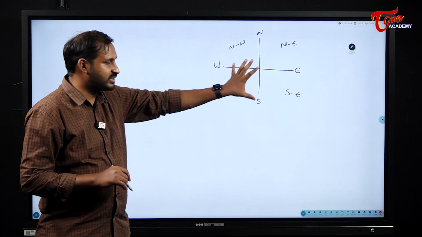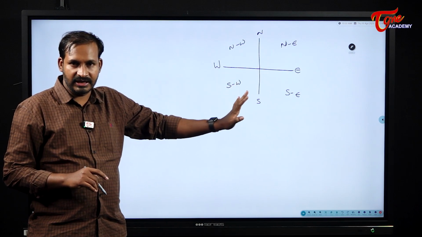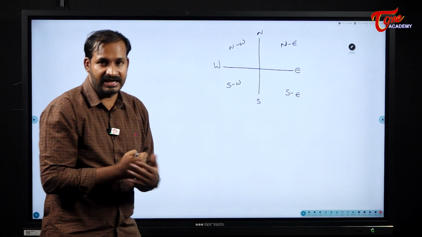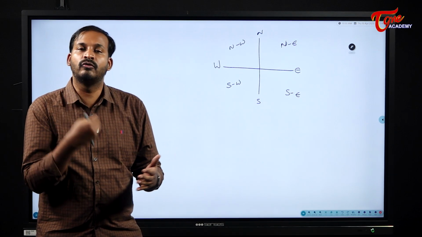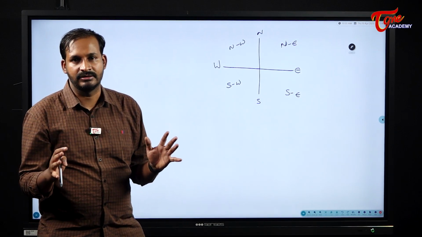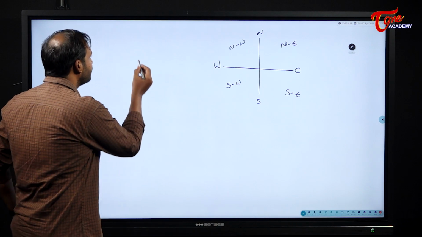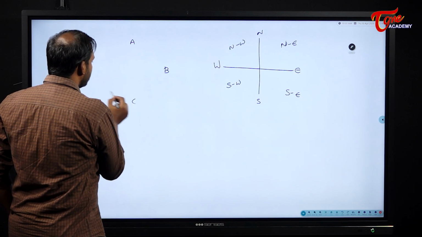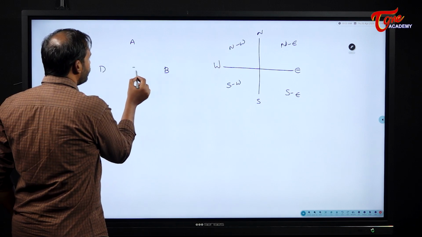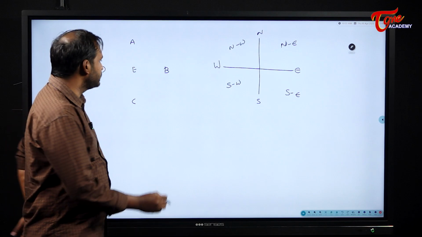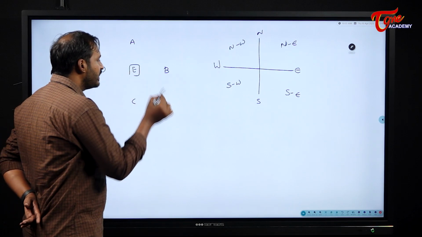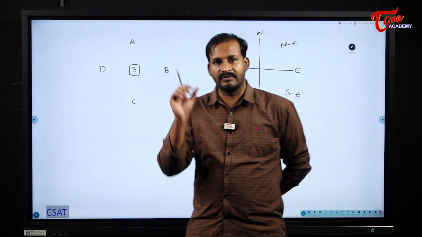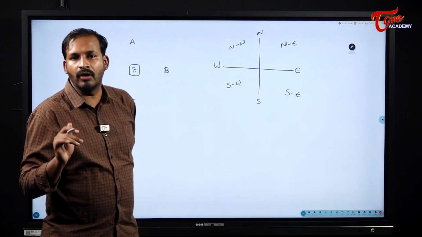Okay, so this directions concept is very important. There is no doubt in that. And one more thing is, while considering the directions, with respect to whom we are telling the directions is very important. Why? Because, for example, there are four friends A, B, C and D, and there is one more person E who is seated in the middle. Now, whenever you tell a direction, definitely you need to tell it with respect to some person. How can you tell the direction?